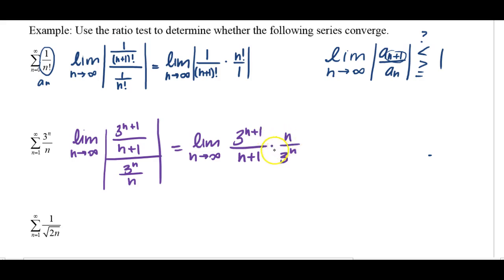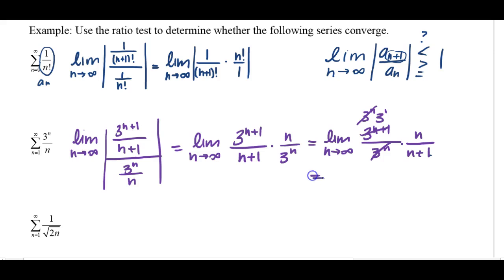And now I want to see if I can simplify things. So I am going to go through quite a bit of steps here just to justify everything. So this is the limit as n approaches infinity of 3 to the n plus 1 over 3 to the n times n over n plus 1. All I did was switch the places of the denominators, which I can do because multiplication is commutative. Well, now the numerator is going to become 3 to the n times 3 to the 1, because if they have the same base, I can add their exponents. But the 3 to the n's are going to cancel out.